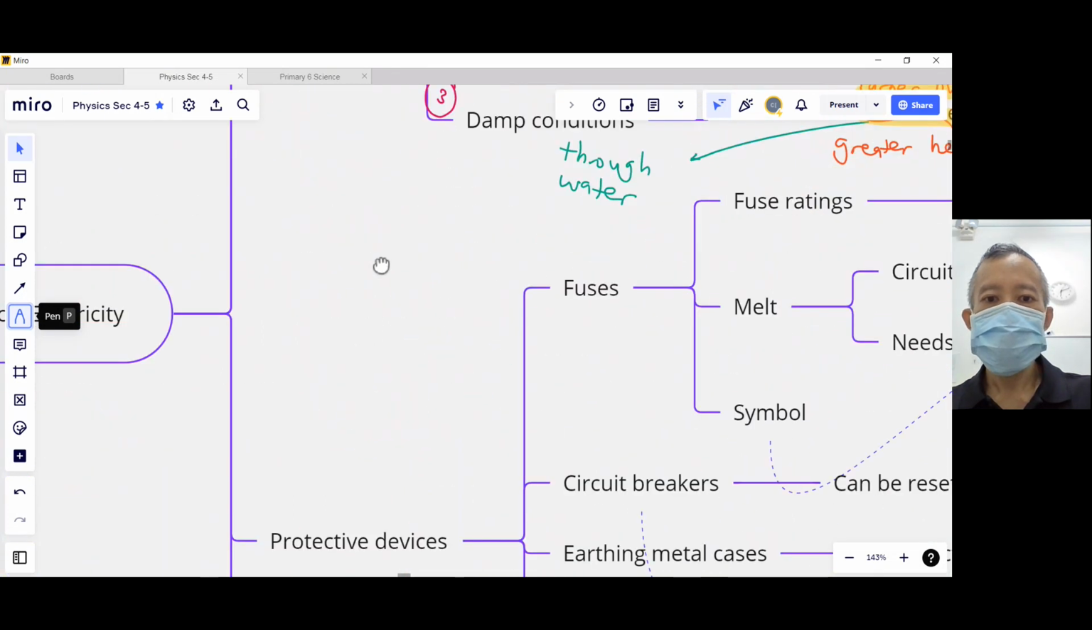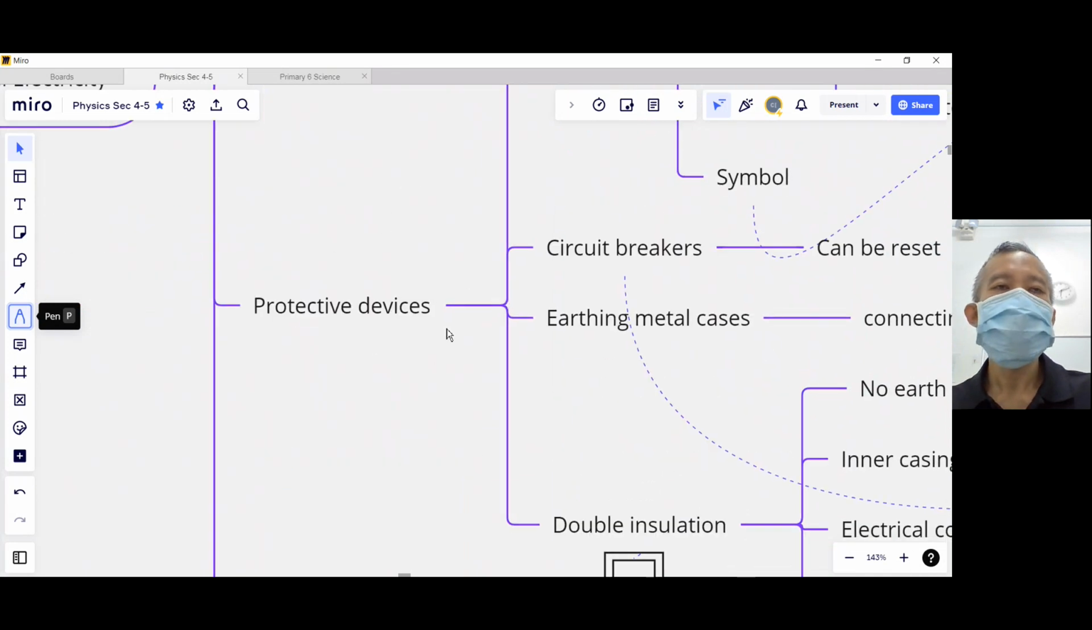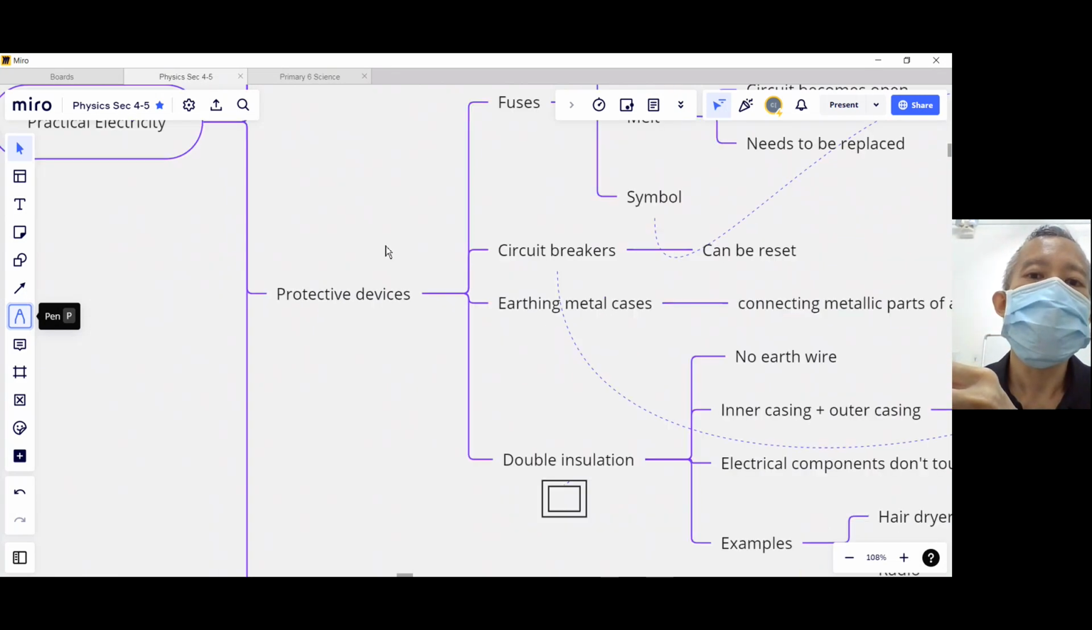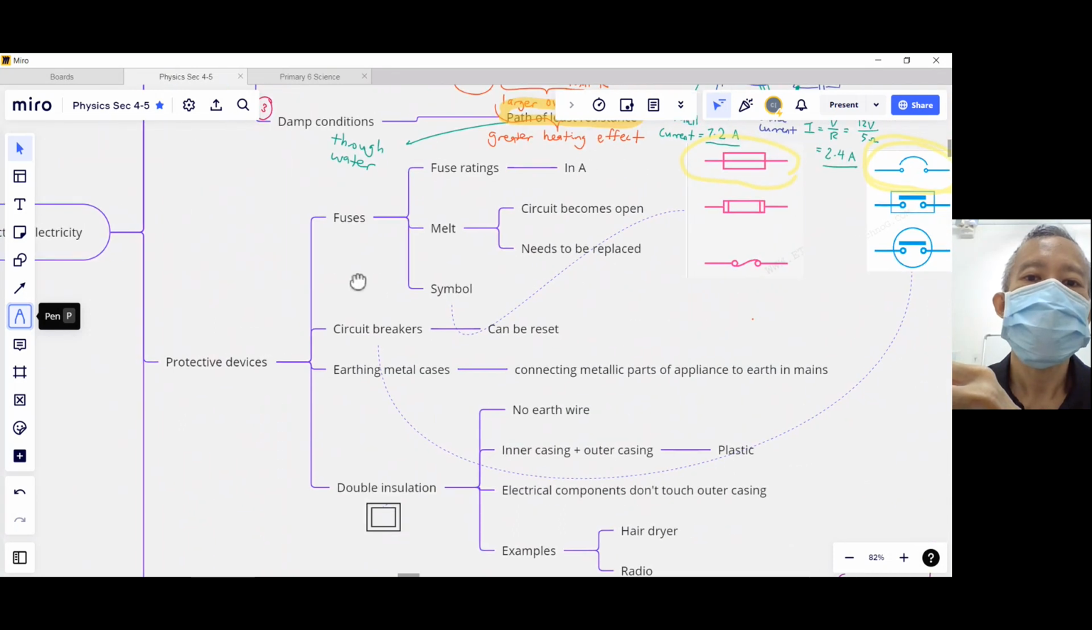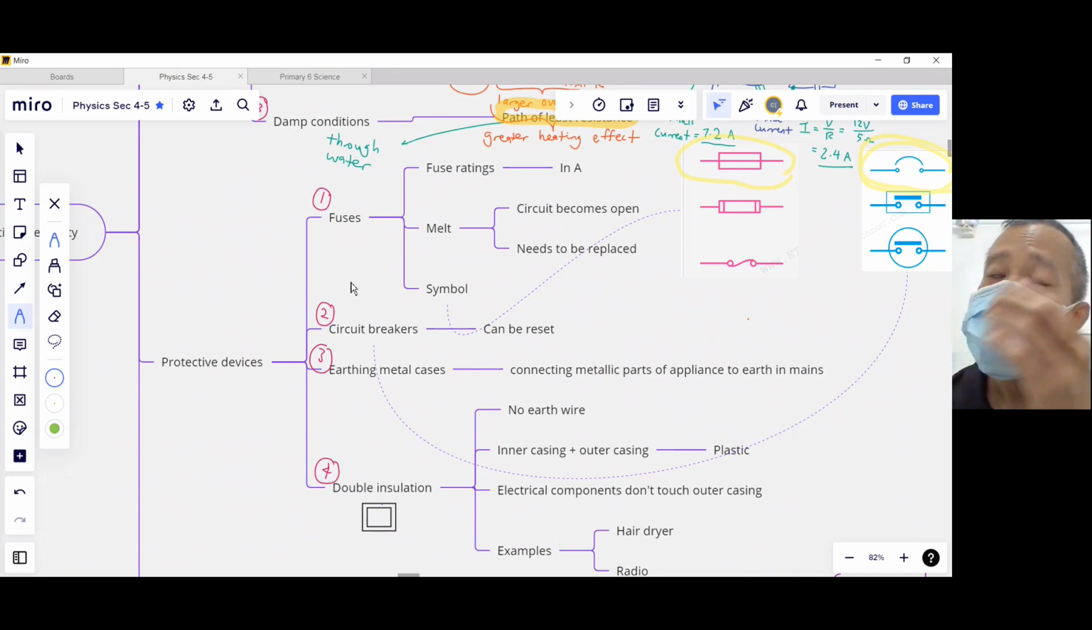All right, now the other thing that they may ask is this. What kind of protection devices are available? For your syllabus, there are 4: fuses, circuit breaker, earthing, and lastly, double insulation. Please remember these 4. They are well within your syllabus.